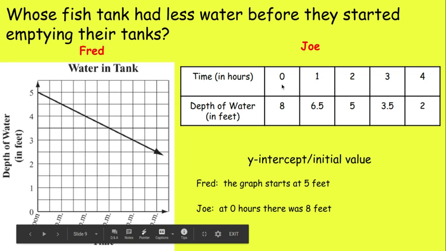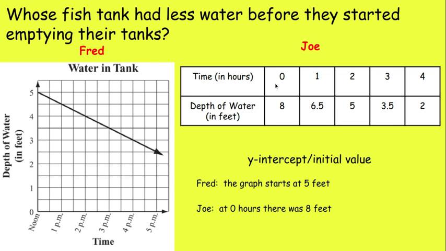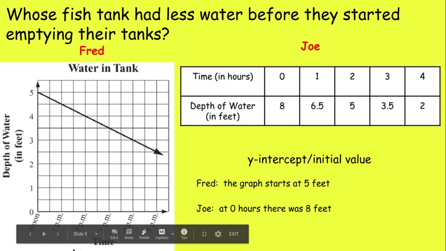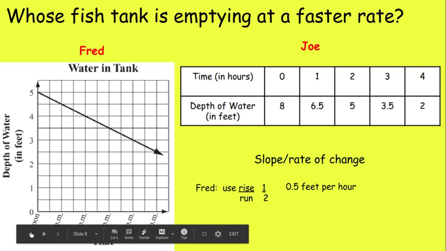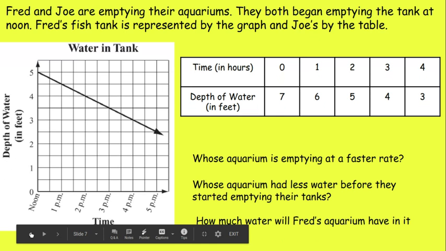Now, granted, Joe's is a little bit different. It just says time in hours. Well, 0 hours, which means they haven't begun emptying the aquarium yet. Now, how do we know it's about the same thing? If you remember 2 slides ago, oh, here we go. Got to go back through all this. Sorry. It says that they both began emptying the tank at noon.